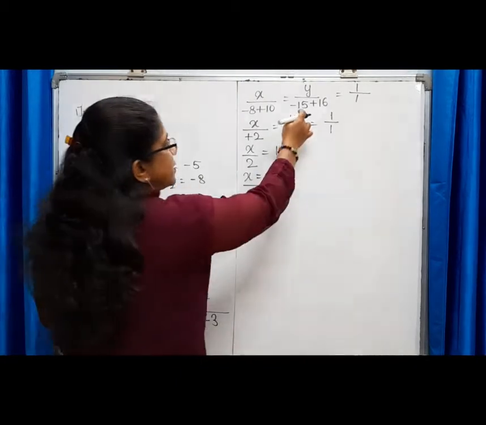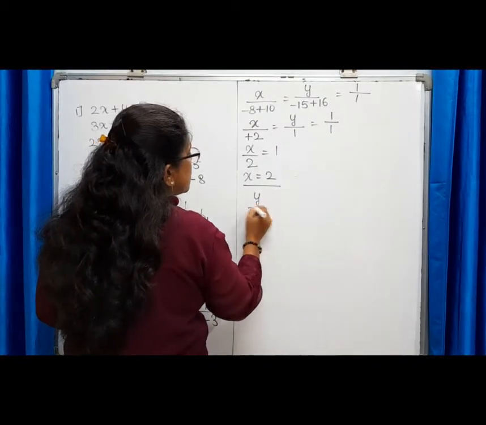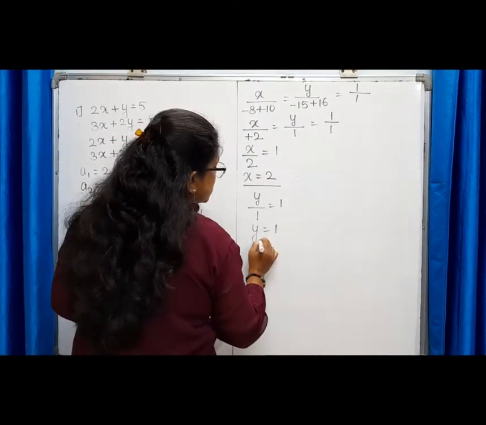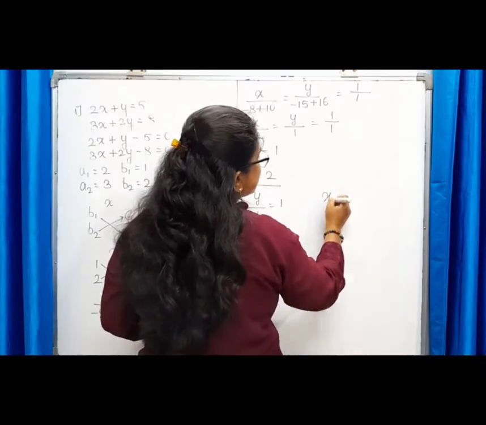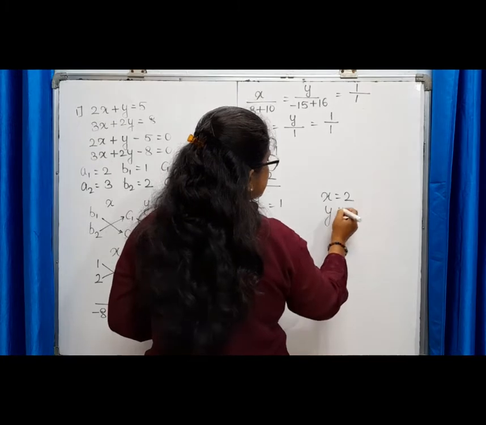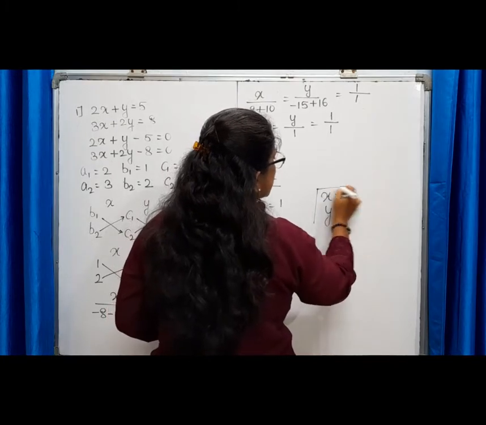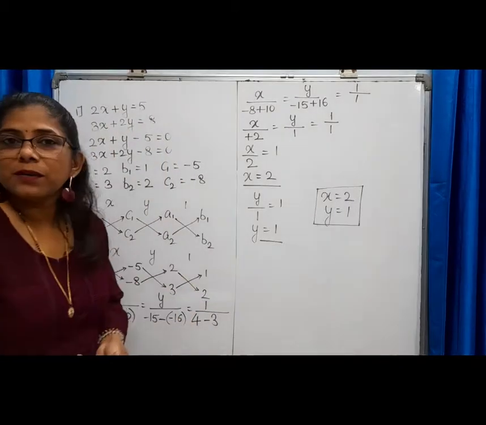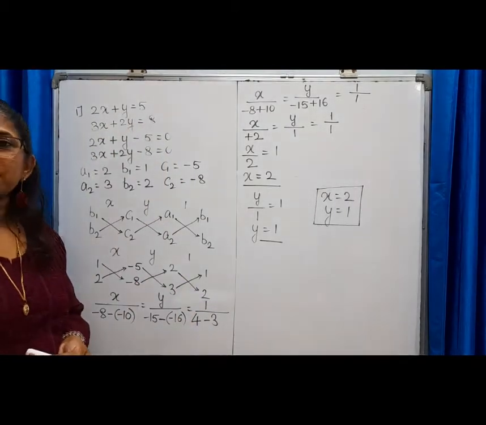Now similarly, let us equate this. Y upon 1 is equal to 1. So y is equal to 1. So here x is equal to 2 and y is equal to 1. So this is our cross multiplication method to find the values of x and y.